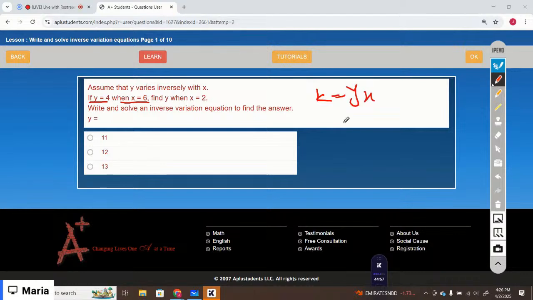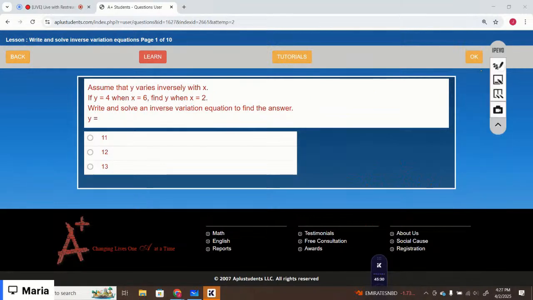We just use x and y and calculate the k. 6 times 4, that is 24. Now we use k and the given x with the y. Y equals k over x. 24 divided by 2 is 12, so y equals 12. Option number 2 is the correct option. 12 it is.